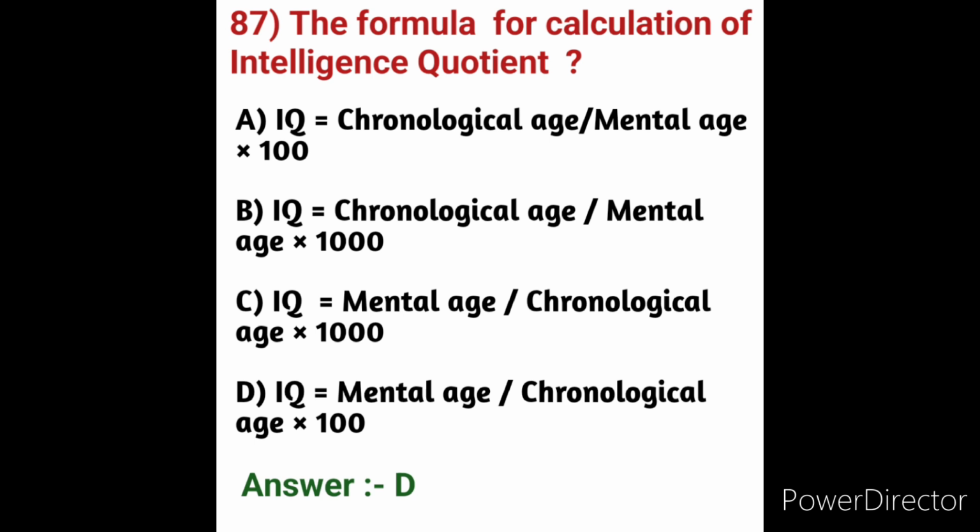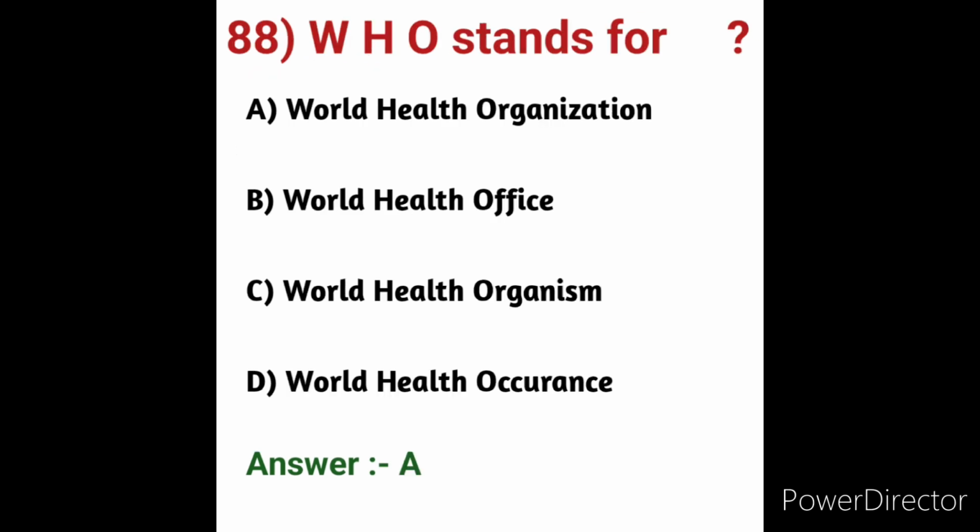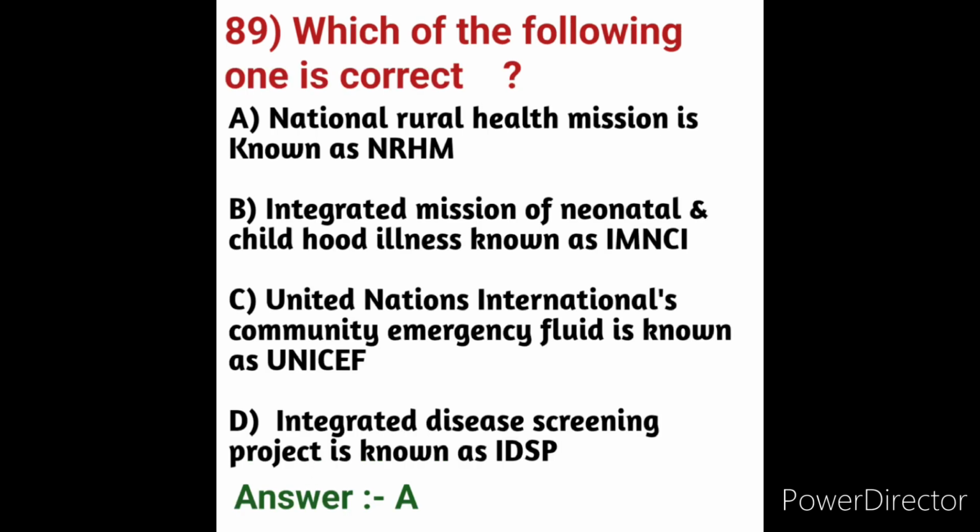On to question number 88. WHO stands for, this is an easy question. Option A, World Health Organization. Option B, World Health Office. Option C, World Health Organism. Option D, World Health Occurrence. Option A is the correct answer. All of you know about the World Health Organization. It works to promote health, keep the world safe, and serve the vulnerable. WHO means World Health Organization. Option A.